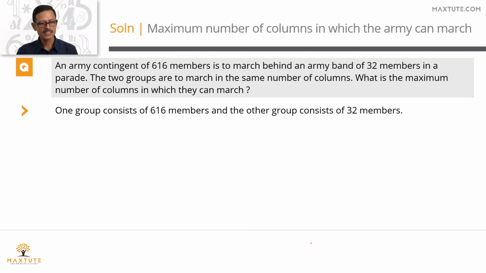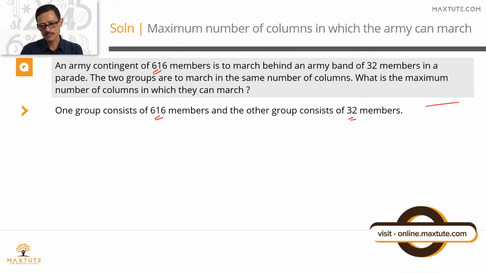Let's move on to the second alternative. This one is exercise 1.1 question 3. We'll quickly run through this and we'll also go to the 2 bonus questions that we'll have to solve. An army contingent of 616 members is to march behind an army band of 32 members. 2 groups of people. One group has got 616 people. The second group has got 32 people. The 2 groups are to march in the same number of columns.